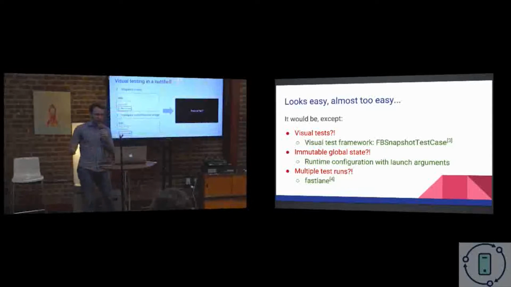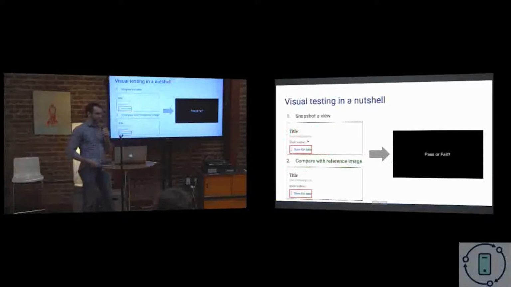So just to provide a quick crash course on visual testing, how many of you are actually writing visual tests right now in your app? Got just a couple. So in a nutshell, it's basically 2 steps. You snapshot a view, and you compare it with a pre-recorded reference image. Pretty straightforward. So take a quick look at these 2 images and try to compare them in your head and think whether this would be a pass or a fail.